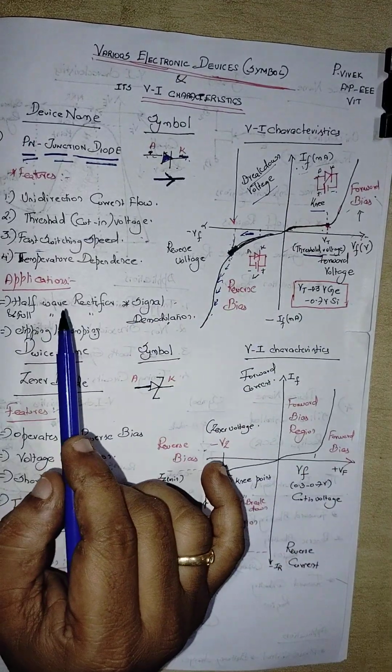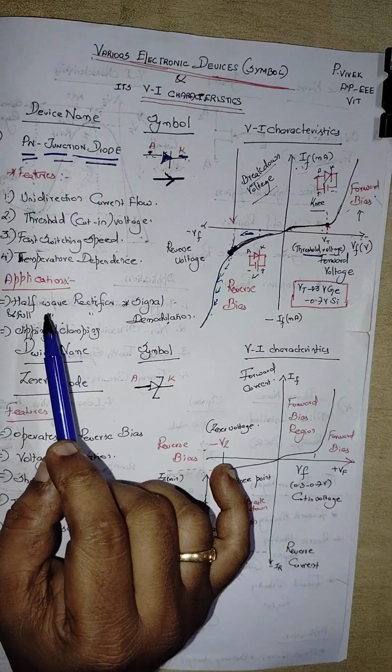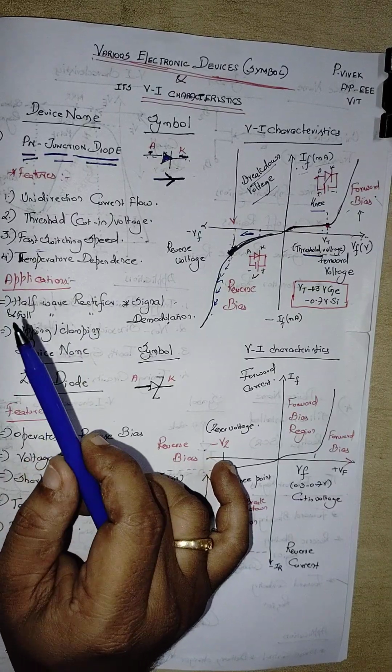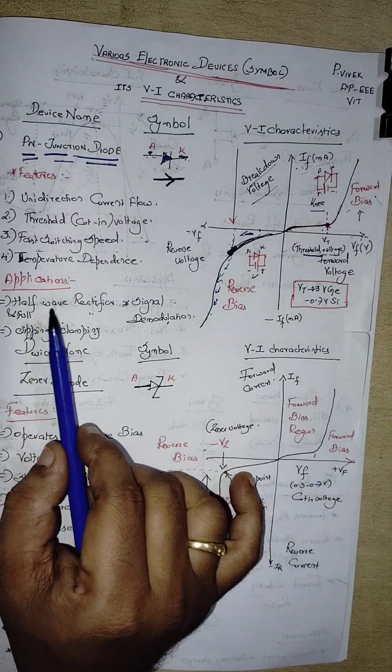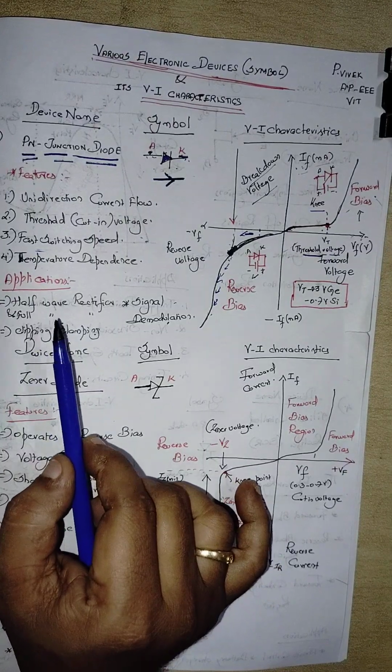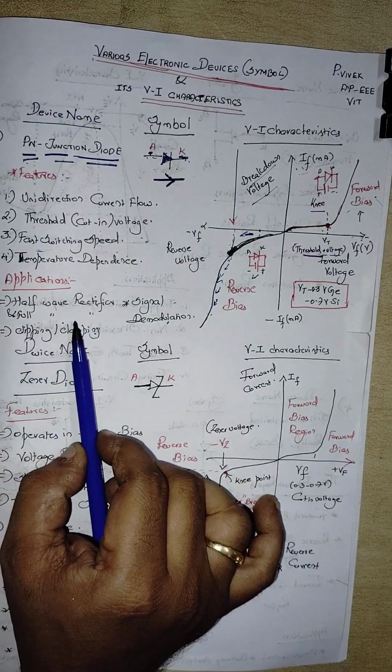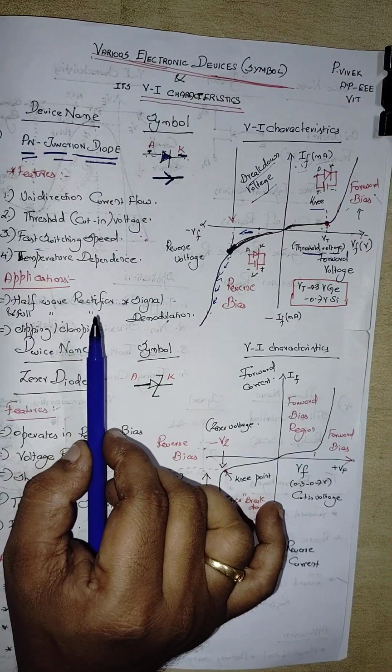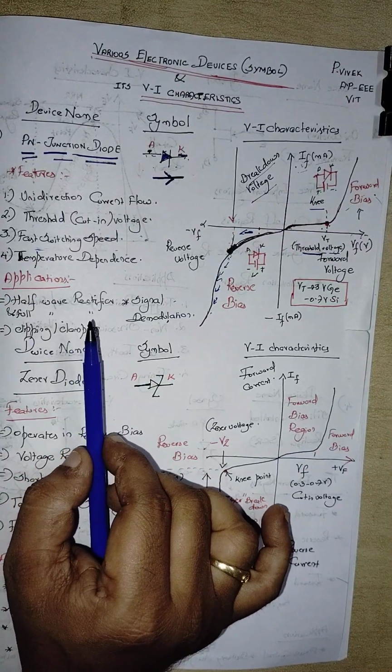Okay. So next thing is about the applications of the diode. The diode is used in both half wave and full wave rectifiers, and it can act as a clipper and clamper circuit, and also it can be used for signal demodulation.